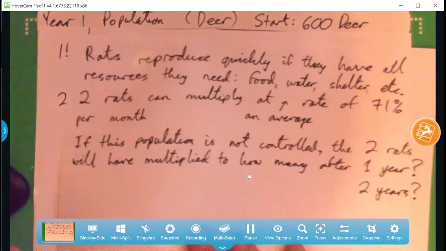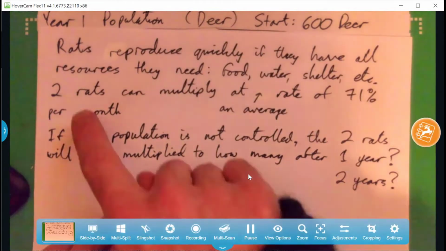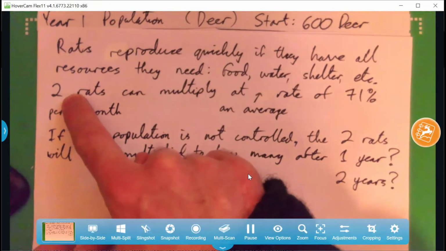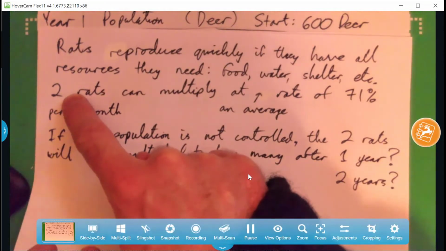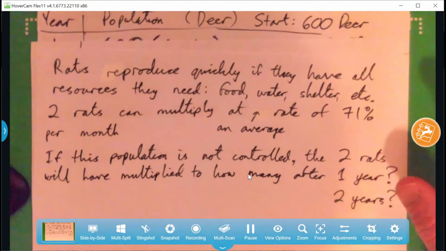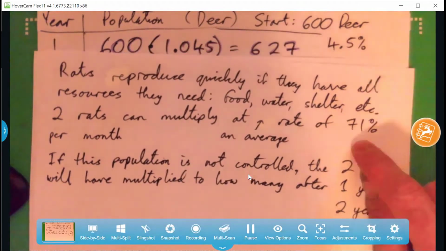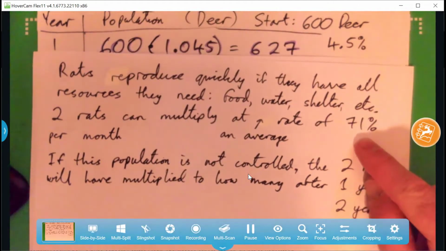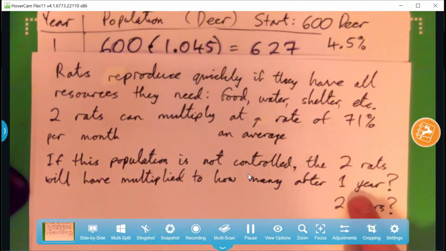So here, instead of 600, our starting point is 2. And we're talking about rats instead of deer, right? So it's 2 rats, and instead of 4.5%, it's 71%, right? Now, how many months in a year?